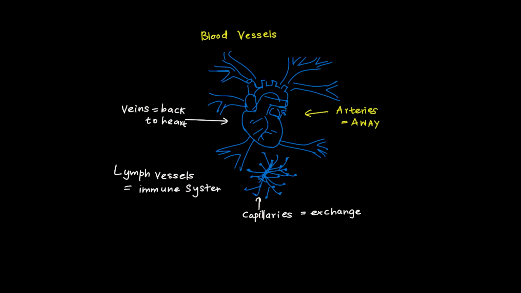One exception students often miss. Pulmonary arteries carry oxygen-poor blood to the lungs, while pulmonary veins return oxygen-rich blood. But the general rule holds. Arteries carry blood away from the heart.